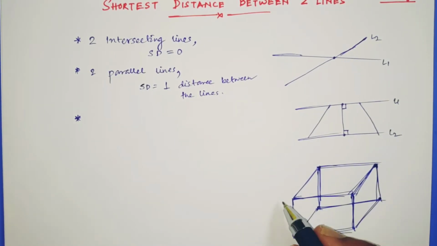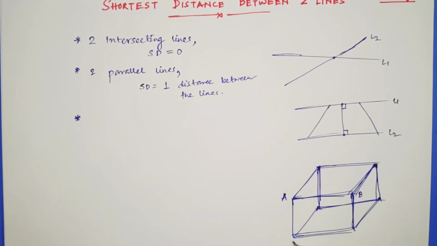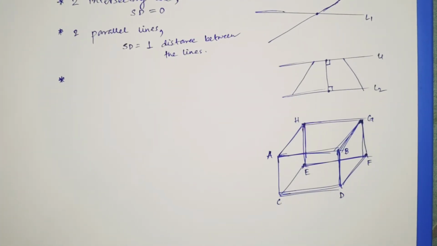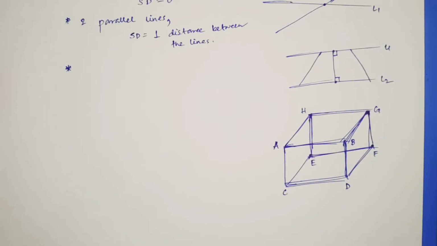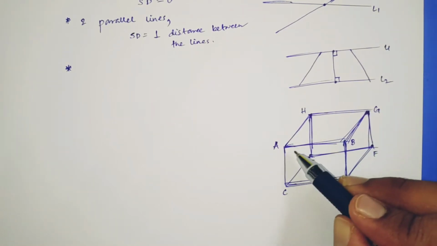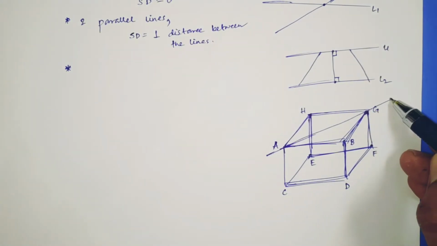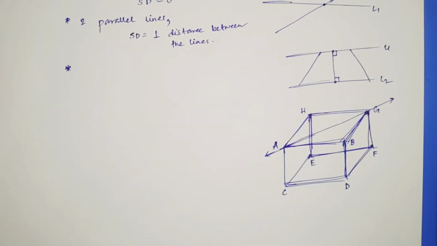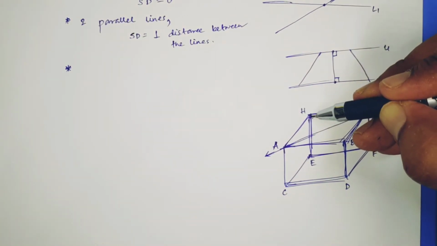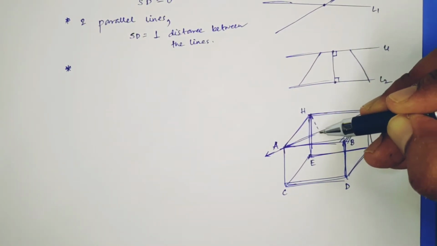Let us name this one as A, B, C, D, E, F, G, H. Now in this box, draw two lines. Suppose I take a line through AG. So the line goes like this, AG, right? Understood? Now think of another line. Let's take another line going from H to D.